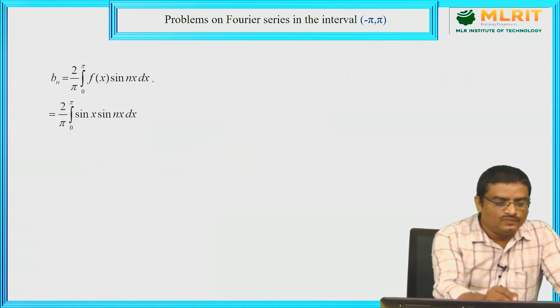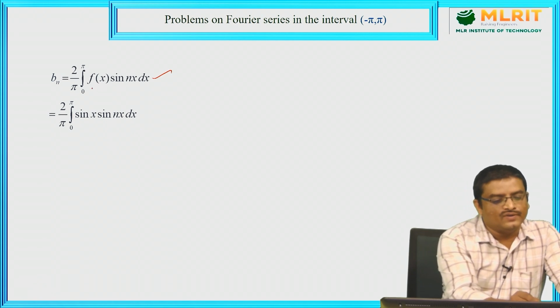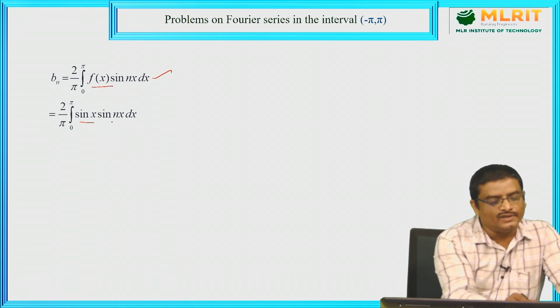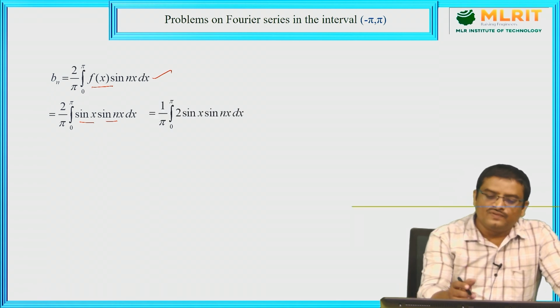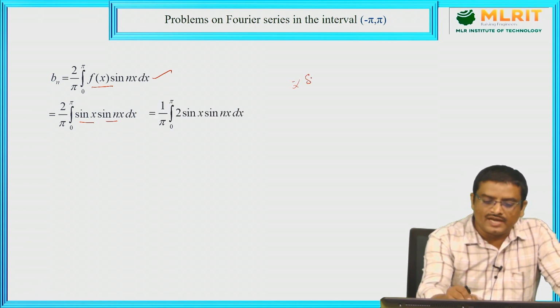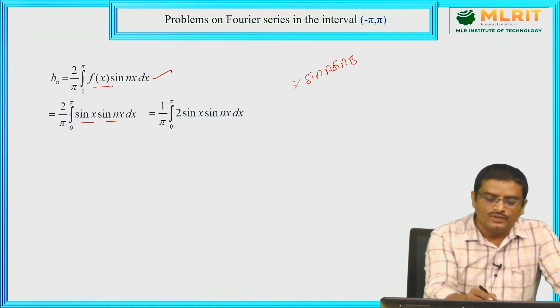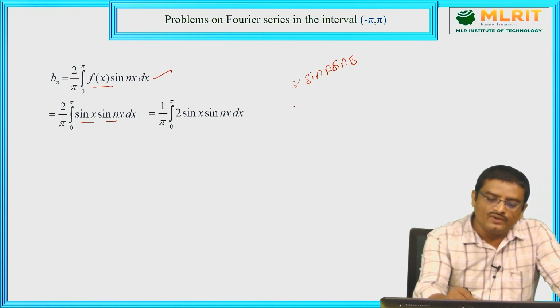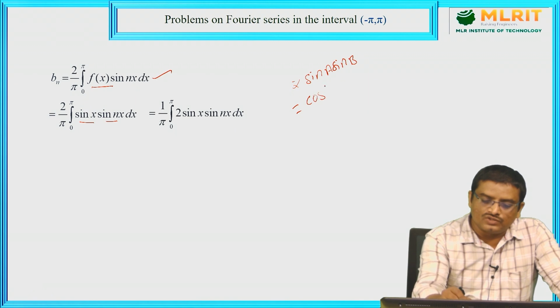Now let us see how to find out the bn. Now substitute f(x) is equal to sin x, sin nx. So we have the formula 2 sin a sin b, and by using that formula we can convert this in the form of cos of a minus b minus cos of a plus b.